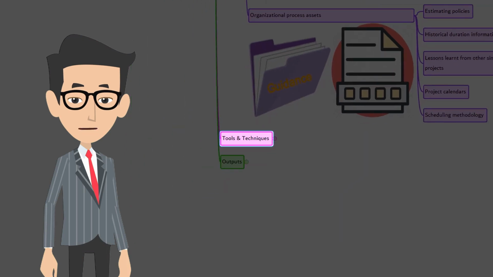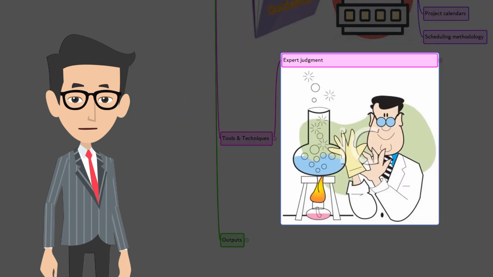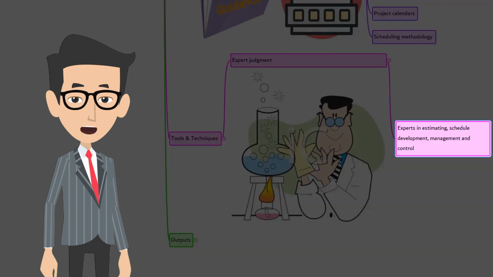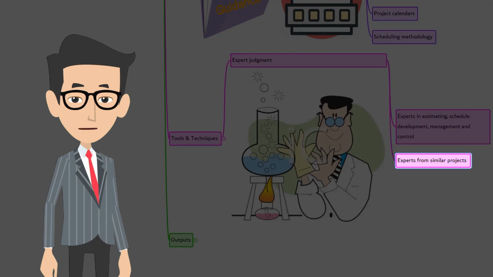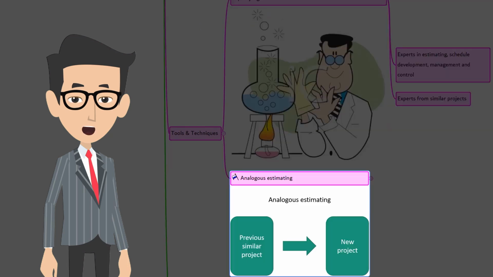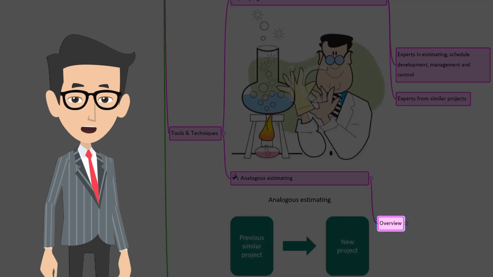All right, now let's look at the tools and techniques. The first in the list is expert judgment. For this process, experts in estimating, schedule development, management, and control. Experience from similar projects can be useful. The next one is analogous estimating. Let's look at the overview.